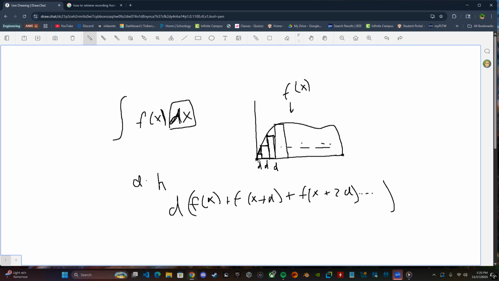So basically, you've got a rectangle of length d and height f of x, but in this case x is just 0 because it's starting from 0. So to put it more formally, you have f of x plus f of x plus d plus f of x plus 2d, and so on and so forth, because these are all your heights, okay? And then you multiply it by the length, which is d. So this is the length, and these are the heights.